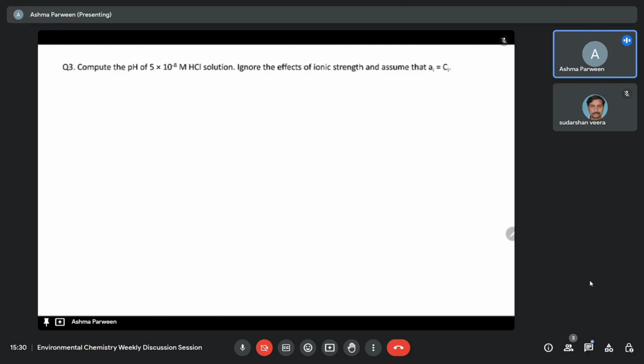So I request Sudarshan Viraji to try to solve this question, and I will give you around 5 minutes to solve the question and write your answer, what value you are getting, in the chat box.